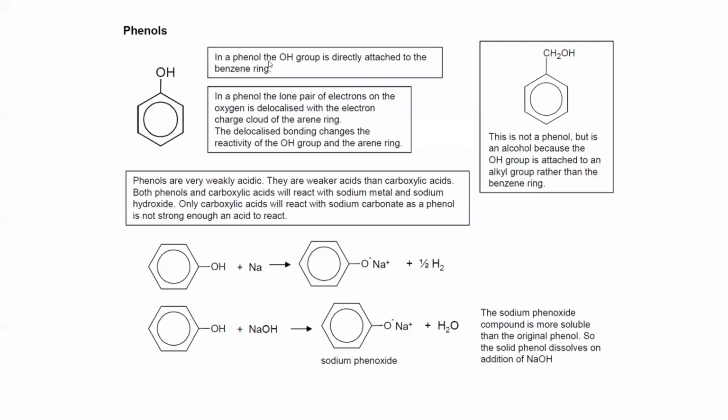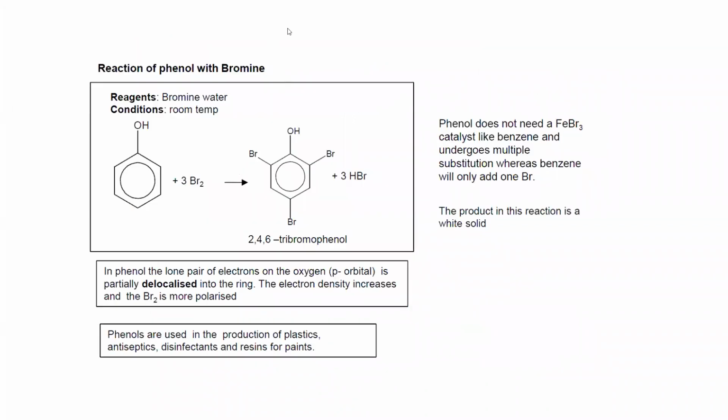The last part for today's class is the reaction of phenol with bromine. These reactions can occur at room temperature. Why can the reaction occur at room temperature, as we discussed earlier? Because these OH groups are electron releasing groups, so they increase the electron density of the benzene ring, making it higher in electron density, so it can attract the electrophile easily.